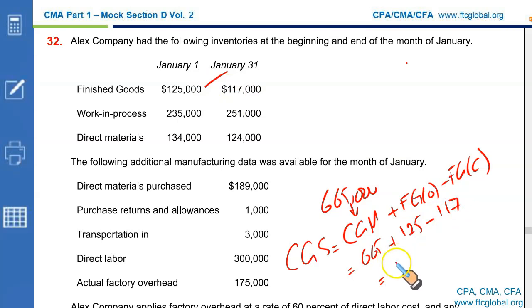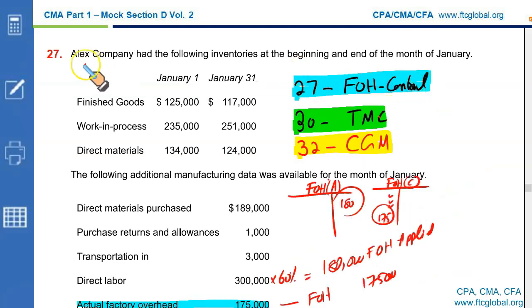Simple as that. That will be 673,000. So all these questions related to Alex company have been done. Question 27, question 30, and question 32.